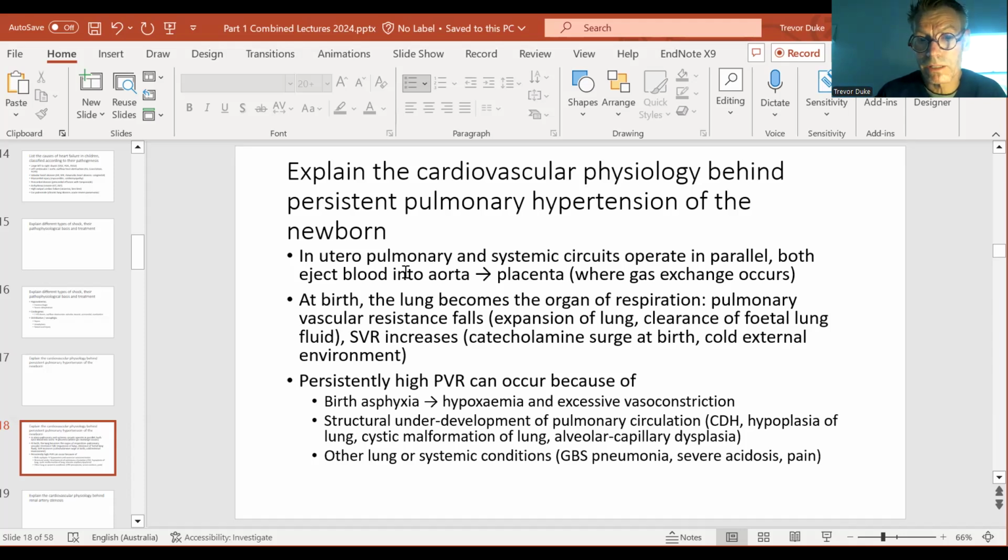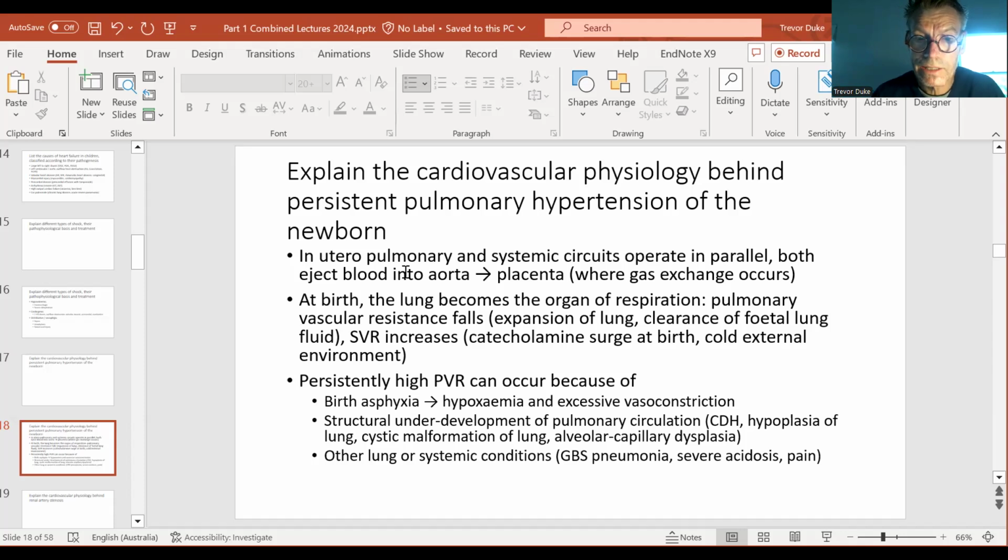So that's part of the reason, along with the large amount of shunting across the duct. And because the foramen ovale doesn't close, it still shunts right to left in PPHN. Then deoxygenated blood will go systemically, and the baby will be very blue.